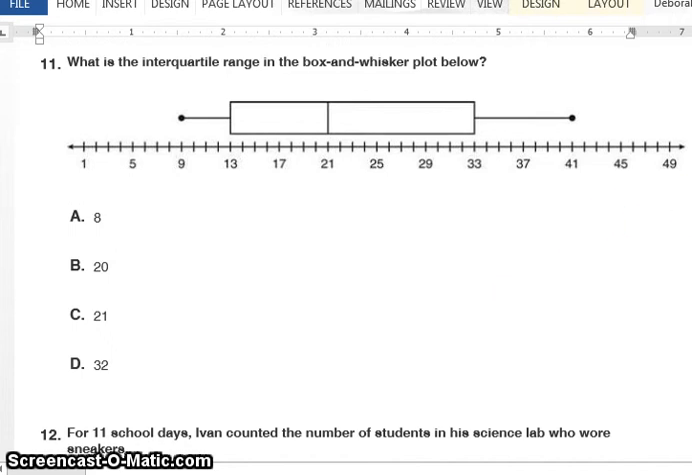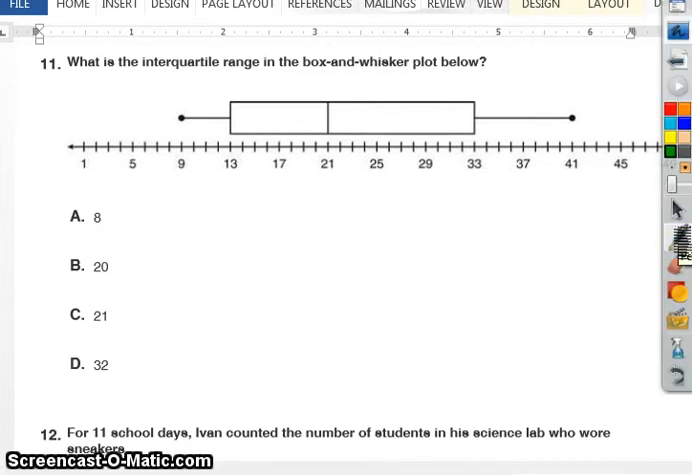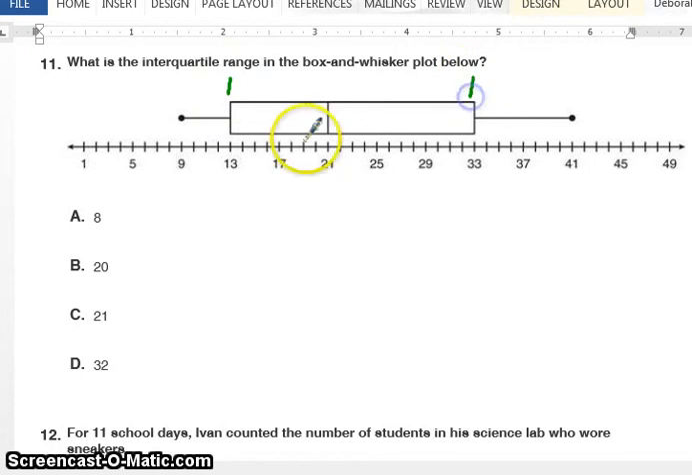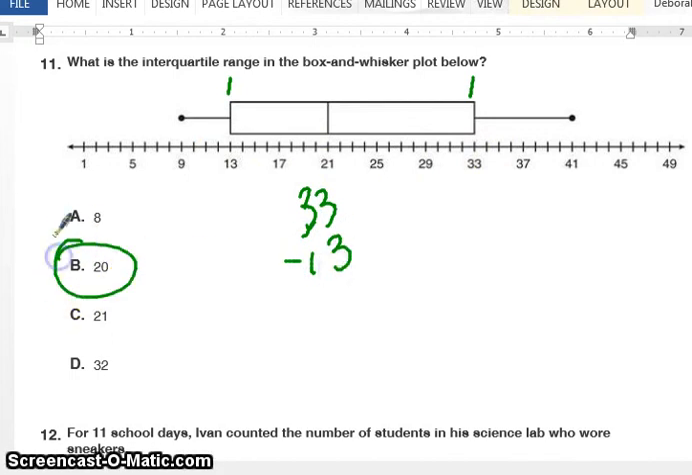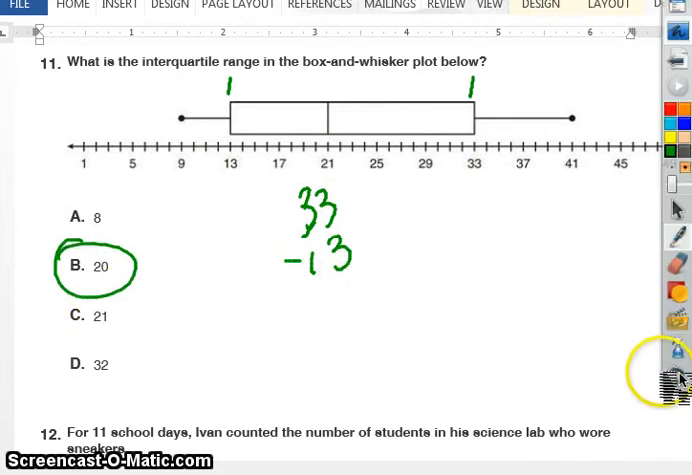Number 11, what is the interquartile range? Interquartile means inside the quartiles. So I'm looking from 33 to 13. Subtract that because it's the range, and I would say 20 is the interquartile range for this one.